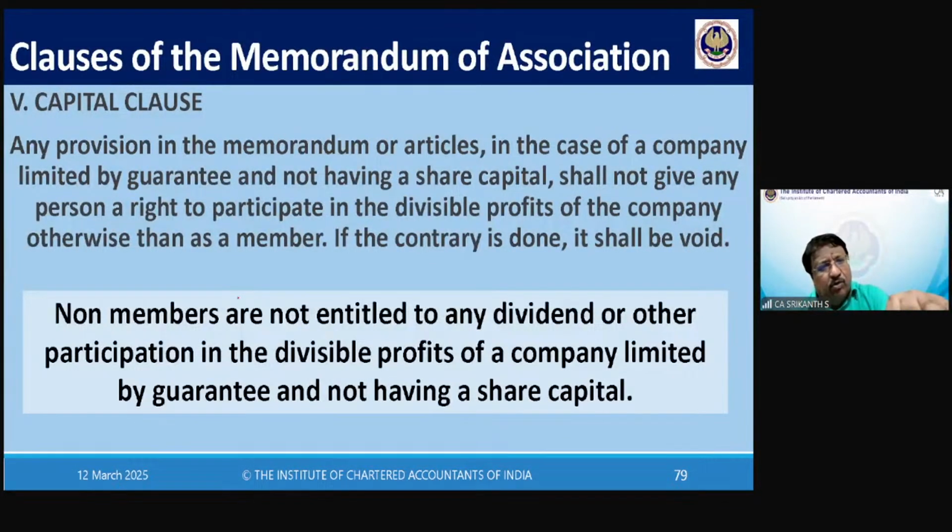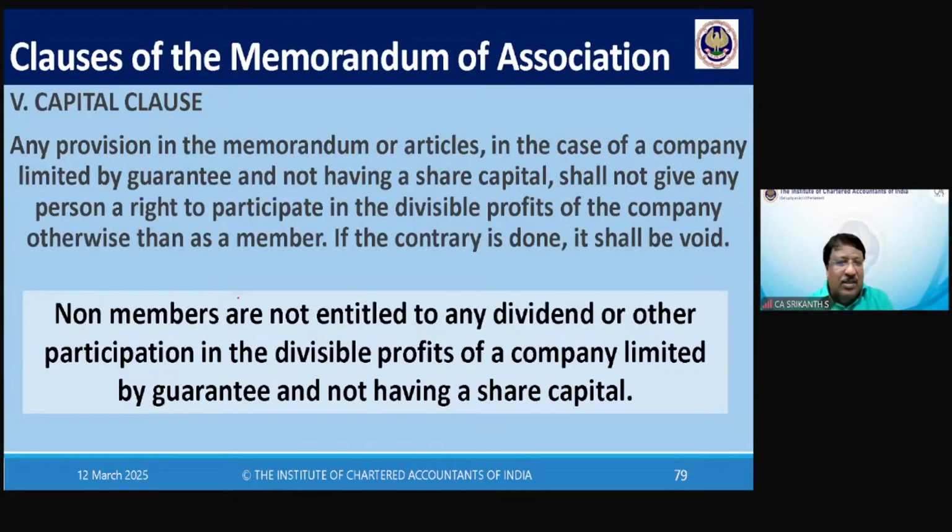If you don't understand it, you leave it. But this is all there is to it. Non-members are not entitled to any dividend or other participation in divisible profits of a company limited by guarantee not having a share capital. Okay. So, I'm giving an example of Presidency Club itself, but then Presidency Club is a Section 8 company where members are not entitled to share in the divisible profits. But suppose there's a profit company limited by guarantee. That is a very peculiar animal. I've never seen it. A company having profit motive, limited by guarantee, not having share capital. My God, if such a company is there, I'd be happy to see it.